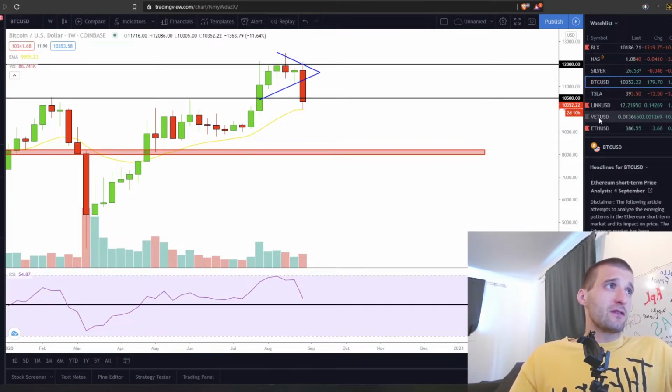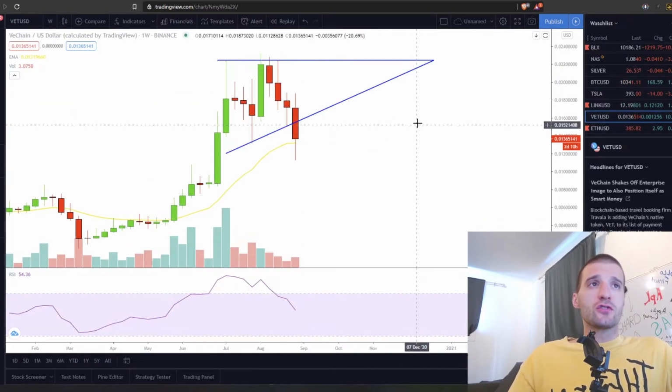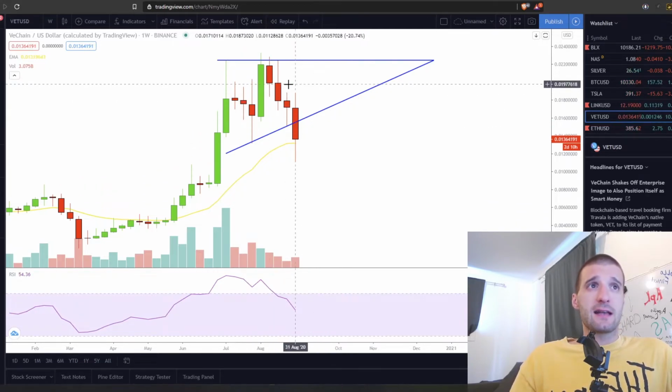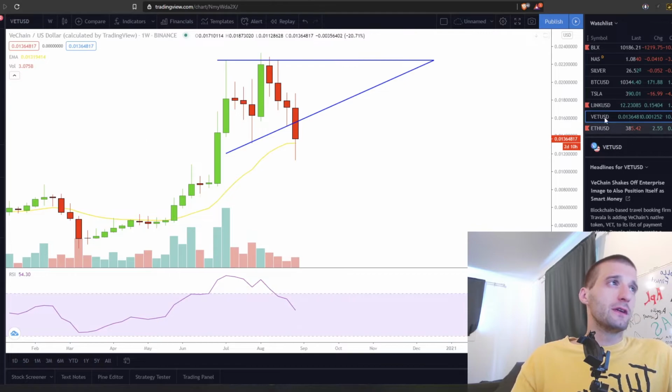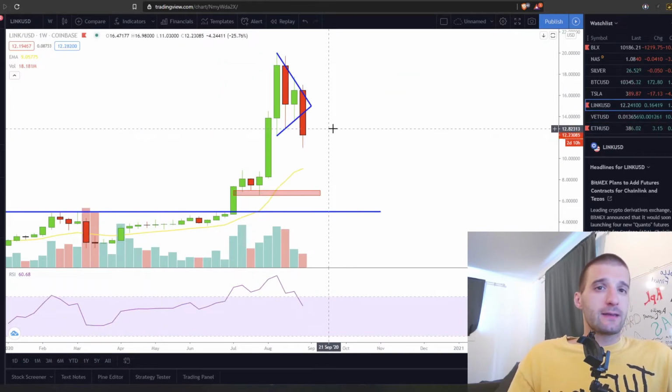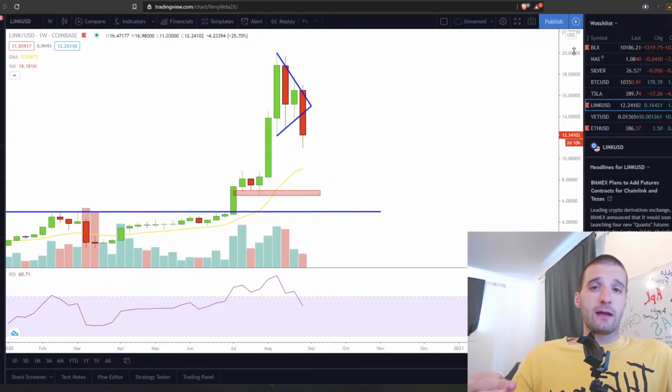So as we can see over here, the fall down to 0.013 also indicated the breaking of the support of this ascending triangle, unfortunately, but it held above the level of the 20 exponential moving average on the weekly chart, which is very, very important. Link didn't even try to retest the 20 EMA, so there is potential and more room for the downside if Bitcoin continues to the downside.